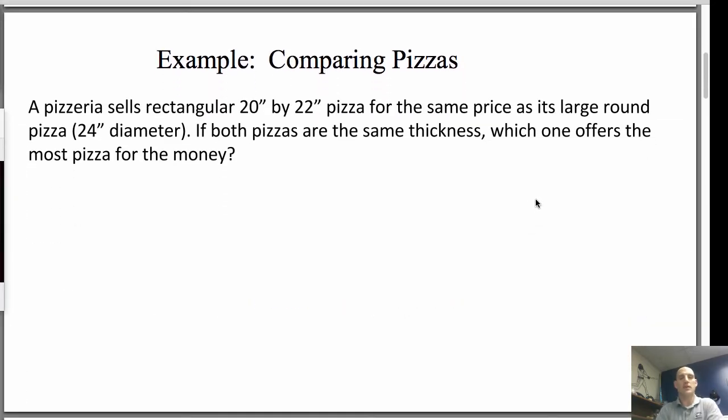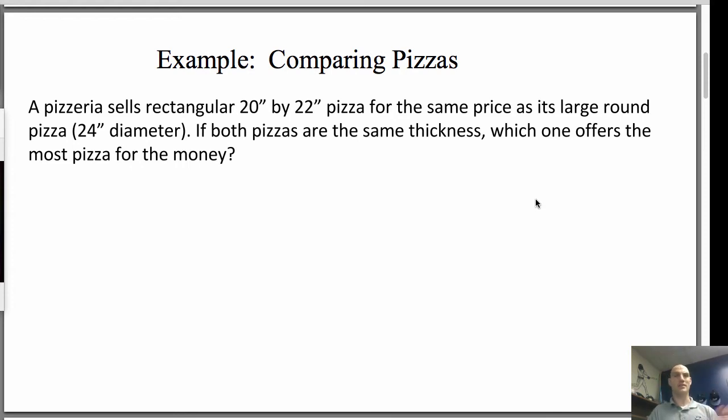Here's one you could probably imagine. You're standing in a pizza parlor, right? A pizzeria sells a rectangular 20-inch by 22-inch pizza for the same price as its large round pizza, 24 inches in diameter. If both pizzas are the same thickness, which one offers the most pizza for the money? Okay, so this could be a potential problem for me.